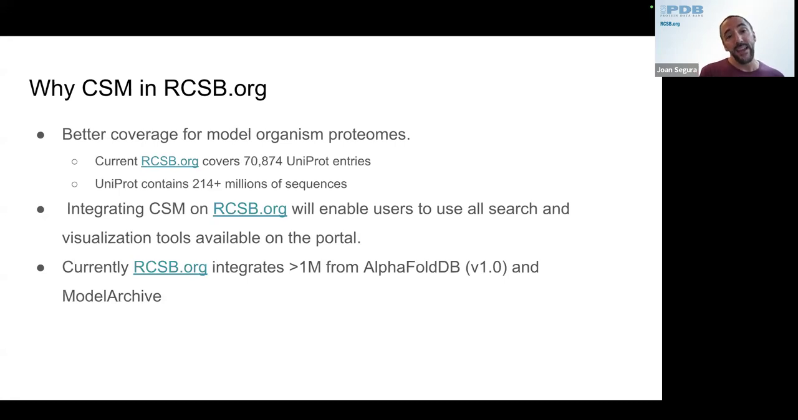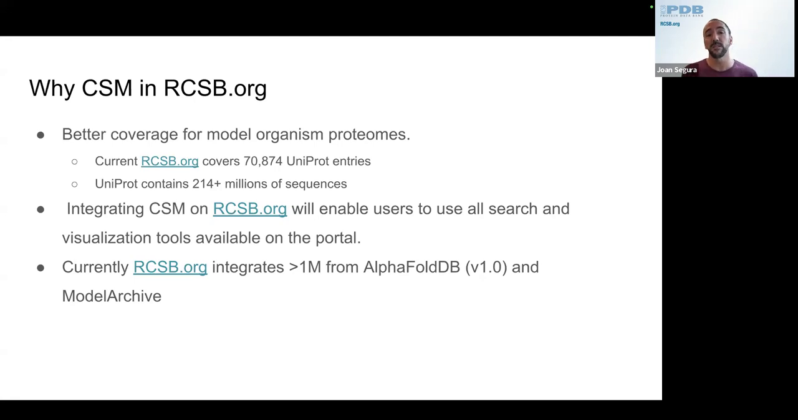So why are they important in the context of rcsb.org? As I said, the issue is proteome coverage. If we analyze the content of rcsb.org from experimental structures, we can see that they only represent around 70K UniProt entries, while UniProt contains more than 200 million sequences.